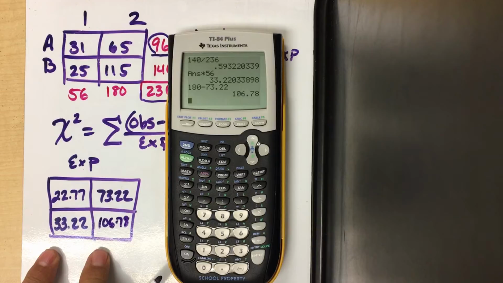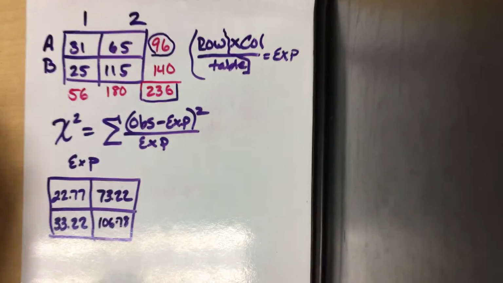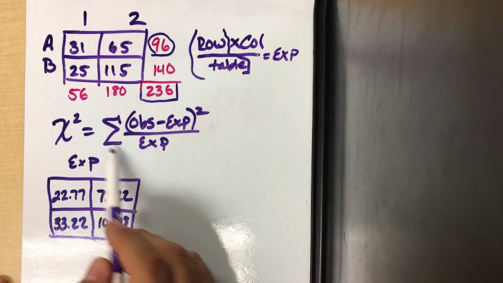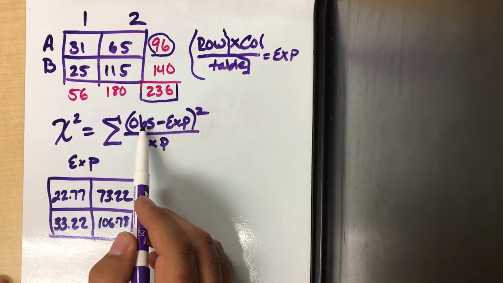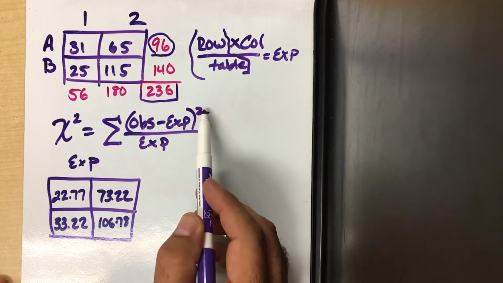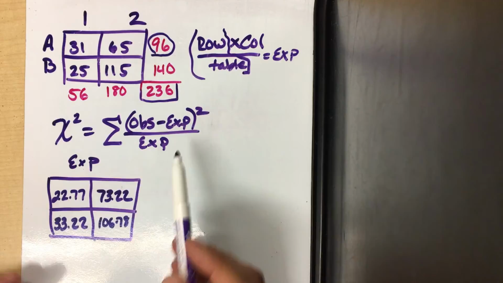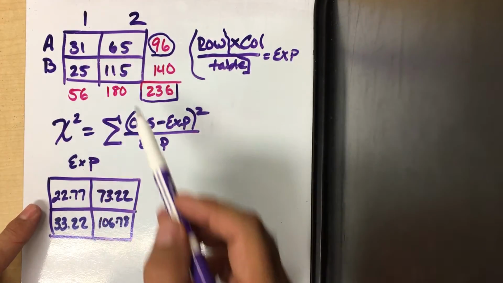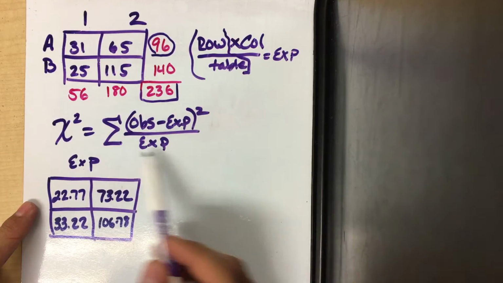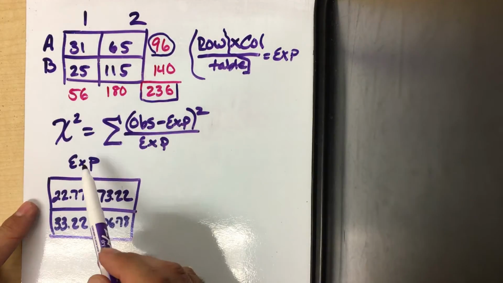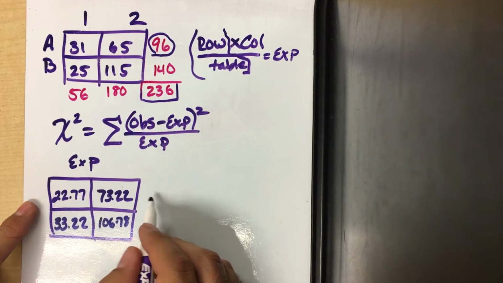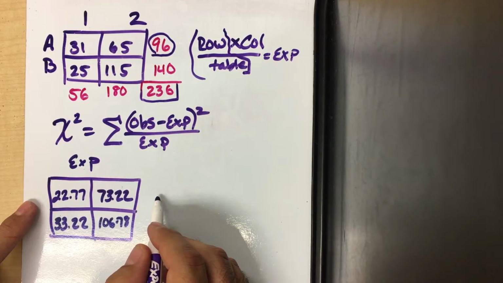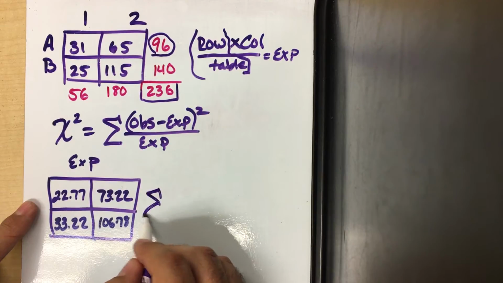So now I've got my expected matrix. So notice what the chi-square number is. It's the sum of all of our observed values minus the expected values squared divided by the expected. Well, I've got my expected values, I've got my observed values, so now I just need to do this formula 4 times. So what do I have? And I'm just going to show the first step to it, and then I'll show you how to do it in the calculator, because this gets really tedious.